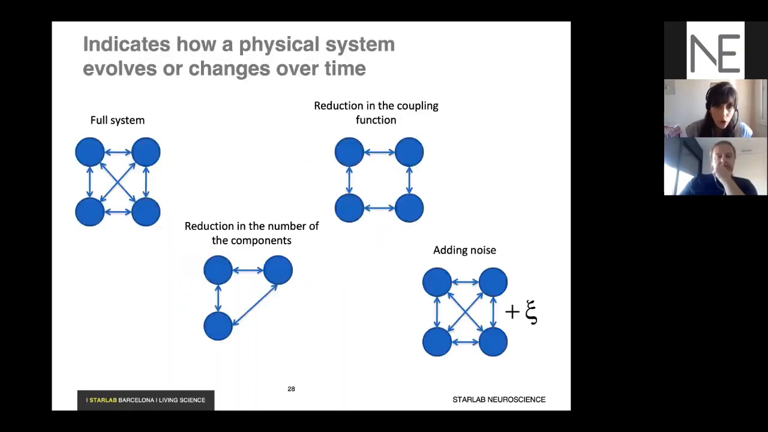Today, we are mainly going to focus on the algorithmic theory of complexity, but before going there, I wanted to present to you a toy example of how complexity would work in a very simple problem. So imagine that you have a full system, and then imagine that this full system is really connected, or the nodes are connecting with each other, etc. And then imagine that you have a reduction in the number of the components, or a reduction in the coupling function between the components, or even adding noise to the system. All of these three situations are going to create different complexity in your system.